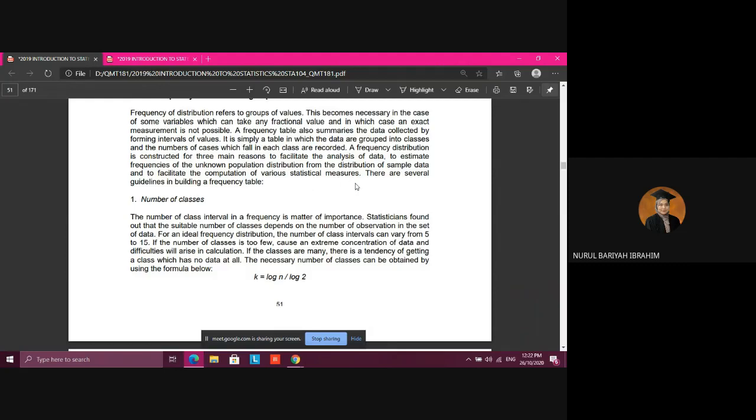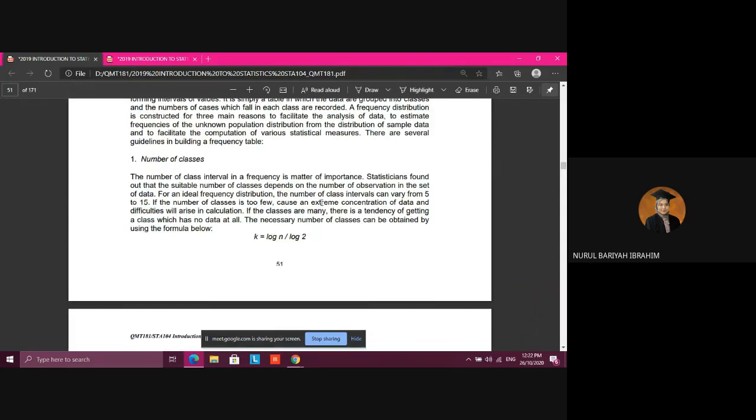So we can use the frequency table for the group data later when we want to draw the histogram and also the OGIF. Okay, so first of all, I nak tunjuk dulu macam mana nak create the frequency classes. Okay, so the first one, we need to find the number of classes first.